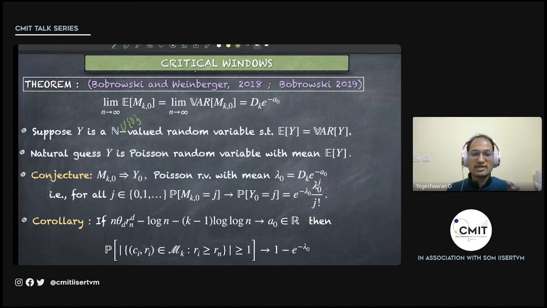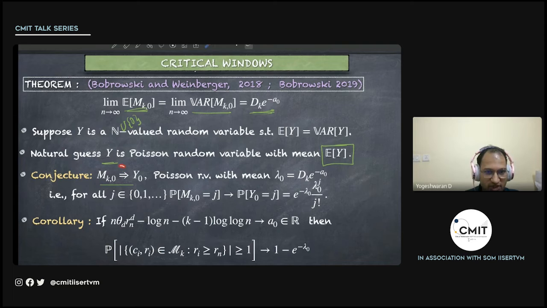It's a very common guess in probability that, in many cases, a natural random variable satisfying this constraint is a Poisson random variable whose mean is the expectation of y. And now, what we have said is that the expectation and variance of M_k0 converge to the same constant. Based on this, a conjecture is that M_k0 converges weakly to Y_0.